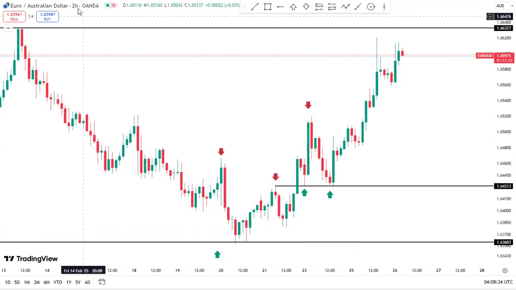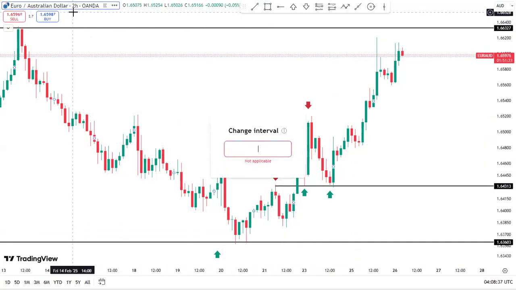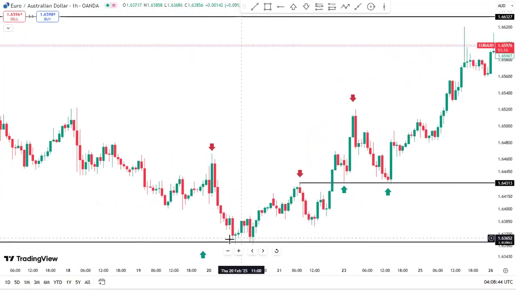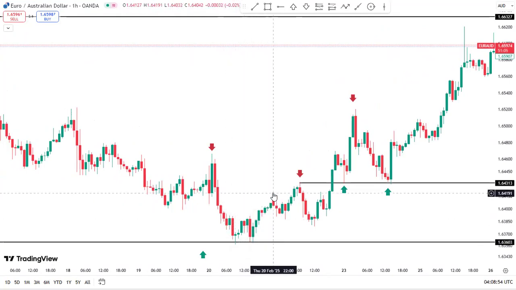So what I'm going to do, I'll go to smaller time frames such as 1 hour so that we can see what actually happened in the beginning of a new trend. So this is the beginning of a new trend. What did they do for us here? They gave us a double bottom. And then as they gave us a double bottom, they pushed the market all the way up.